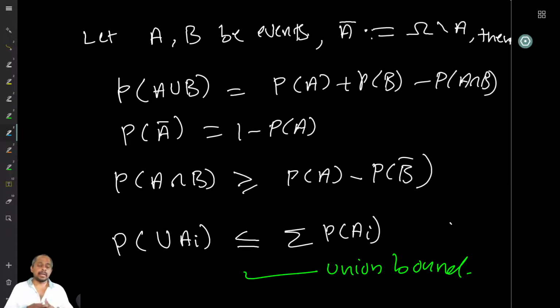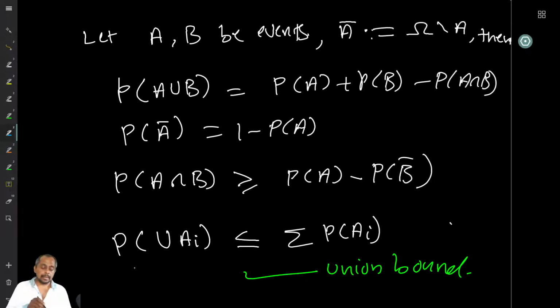Now, if A and B are events, and I denote by A bar the complement of the event, that is omega minus A, then probability of A union B is equal to probability of A plus probability of B minus probability of A intersection B. One can verify these things very easily from the definitions that we did before. And the probability of A complement is 1 minus probability of A. These things are very easy to see. Probability of A intersection B is at least probability of A minus probability of B complement.